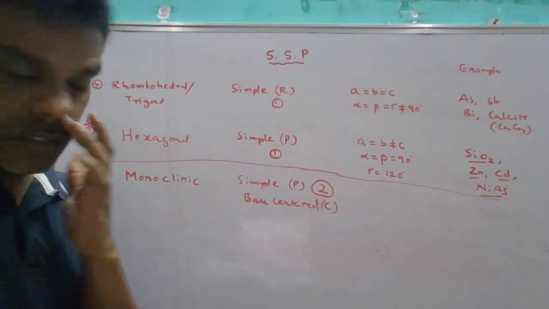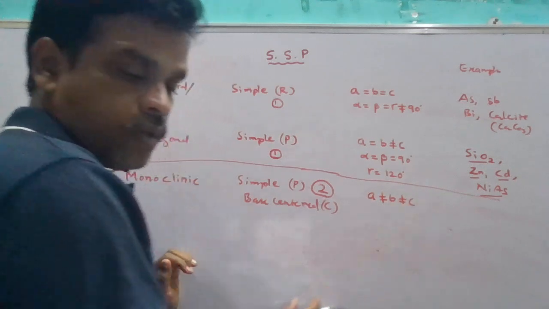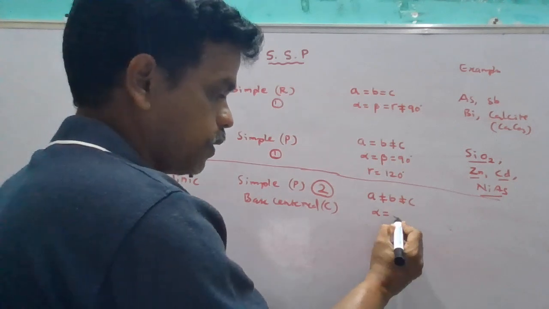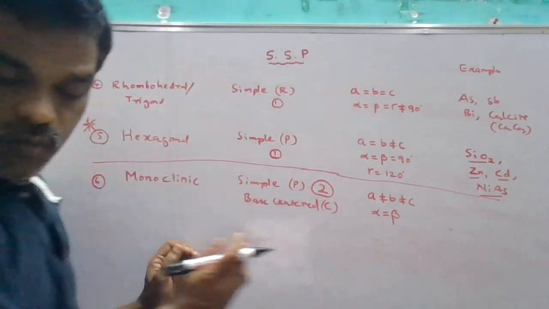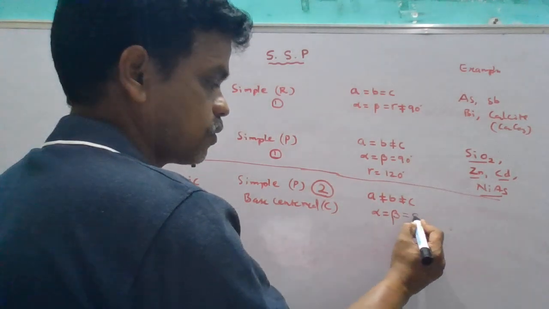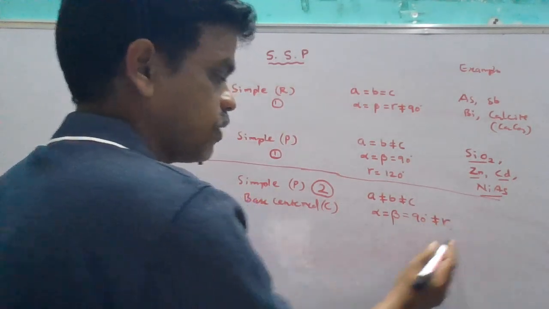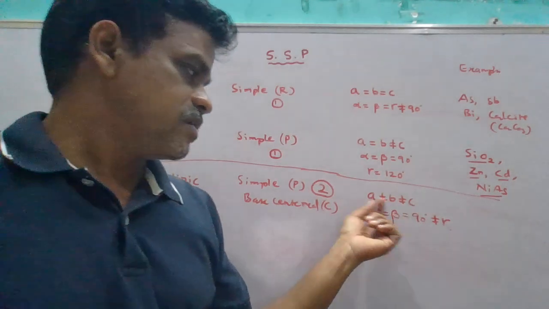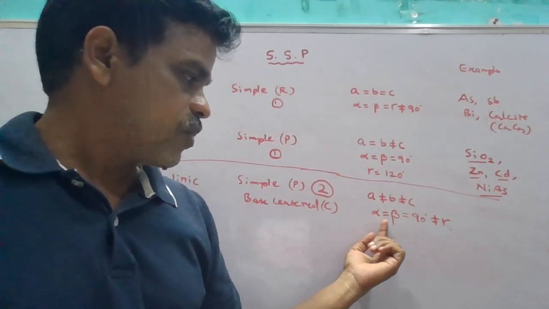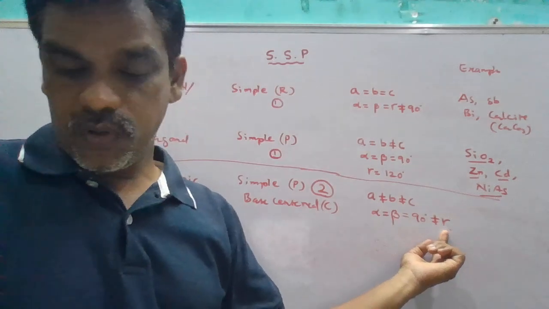What about unit cell characteristics? For monoclinic, A not equal to B not equal to C. Alpha equal to beta equal to 90 degree, but not equal to gamma. So these three lengths are not equal. Then what about angles? Alpha equal to beta equal to 90, but the 90 degree is not equal to gamma.